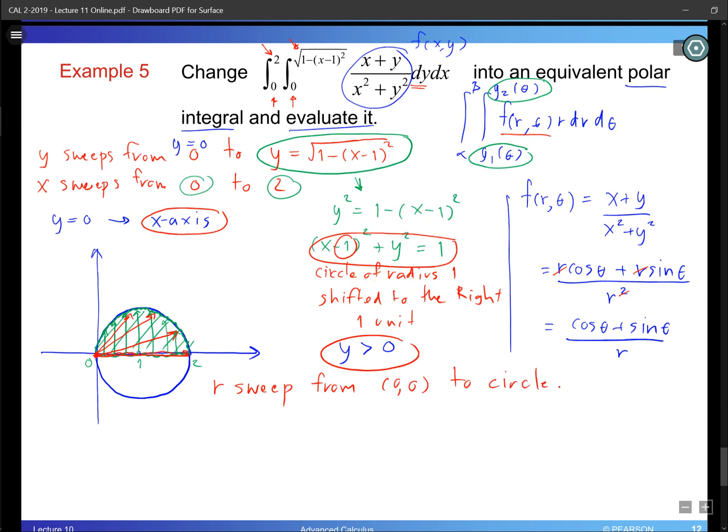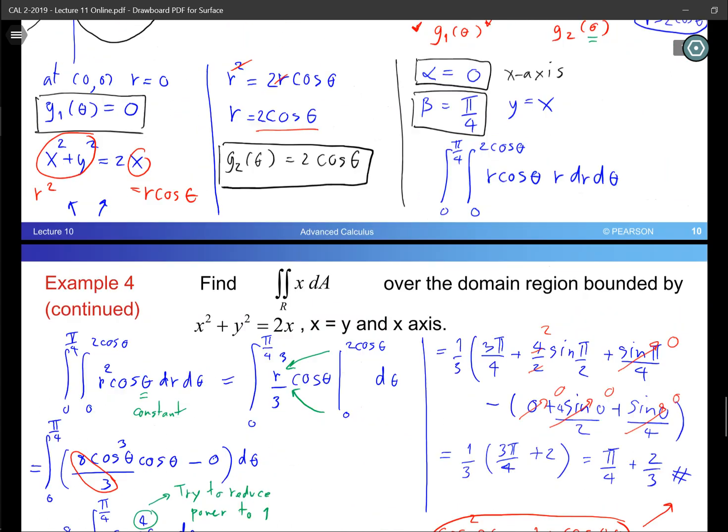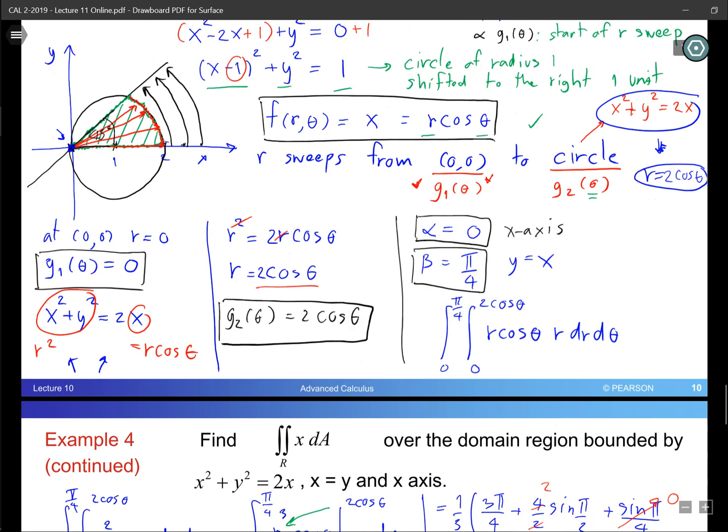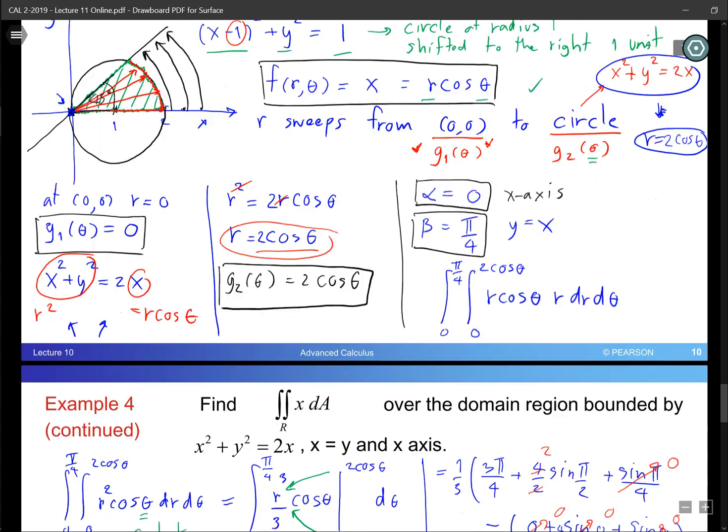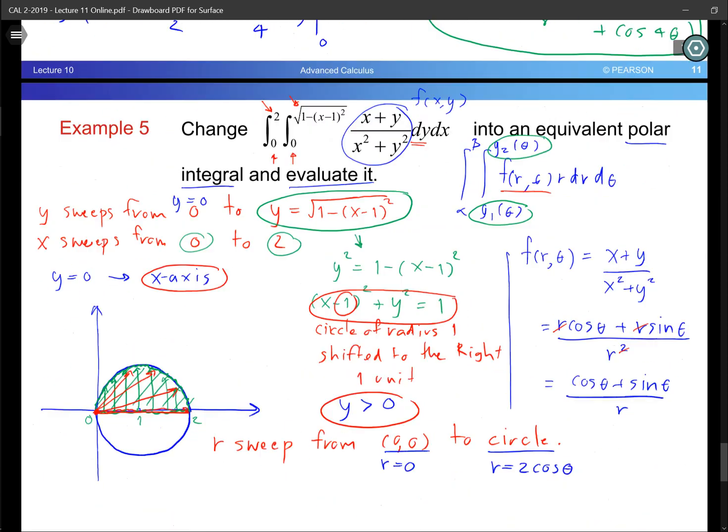Alright, and as you can see here, it is the same shape as the last example. In terms of radius, the origin is r equal to 0. And for the circle, same circle as last example. This circle is the same as r equal to 2 cosine theta. If you wonder why this is equal to 2 cosine theta, we explained about this right here. Same curve, which is the circle of radius 1 shifted to the right 1 unit.